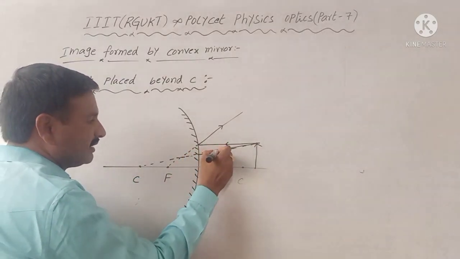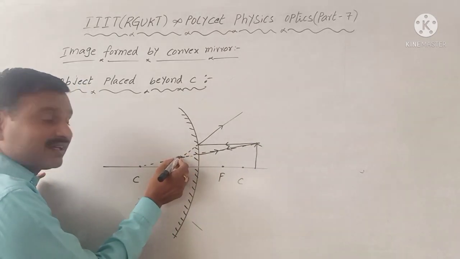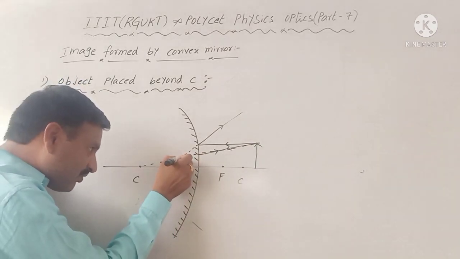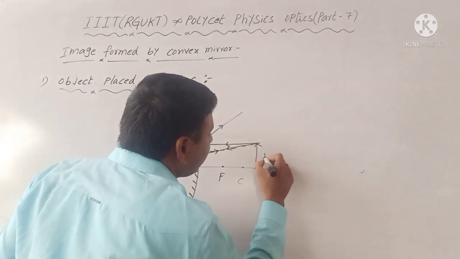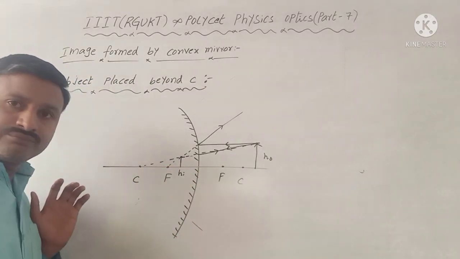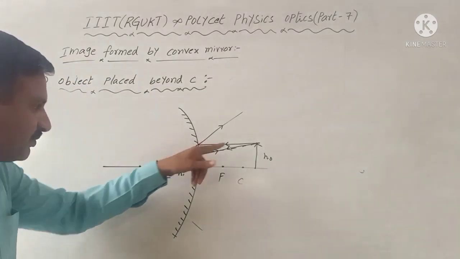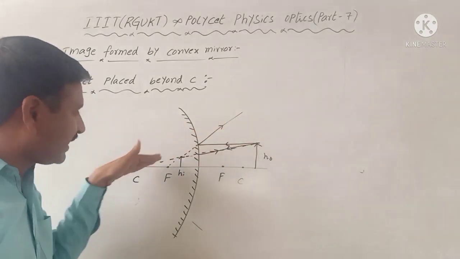So here where the 2 lines are intersecting, that image is formed here. It is the height of image, HI, and it is the height of object, HO. You understand this one? First we take rule 1. Now rule 3 again we take.